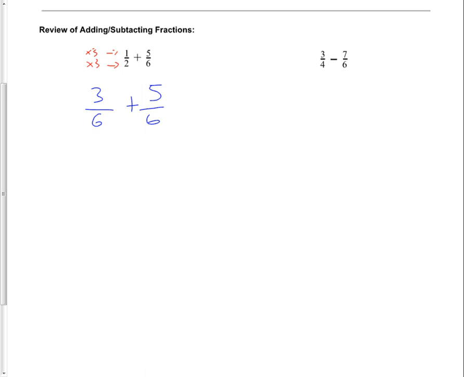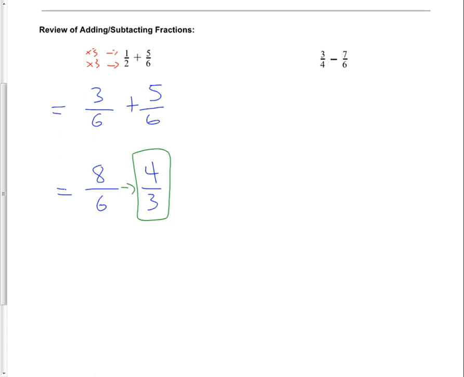Now I can go through and add these things together. When you're adding, you only add the top numbers together. So 3 plus 5 is 8, and the 6 stays the same on the bottom. I now want to convert this into lowest terms. Both 8 and 6 are even numbers, which means I can divide both of them by 2. That leaves me with 4 over 3. So 4 over 3 is my final answer.